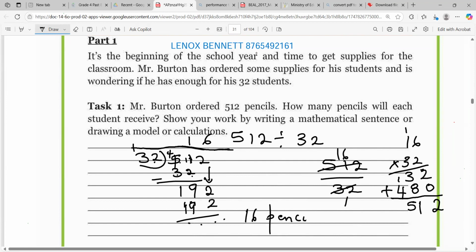You should have 16 pencils, not just 16, because remember the question says, how many pencils will each student receive? So you show them that you understand what you're doing, put on your unit and so forth, all right? Very good. So everyone, update yourself. If you just came on, please update yourself so we can move on, all right?